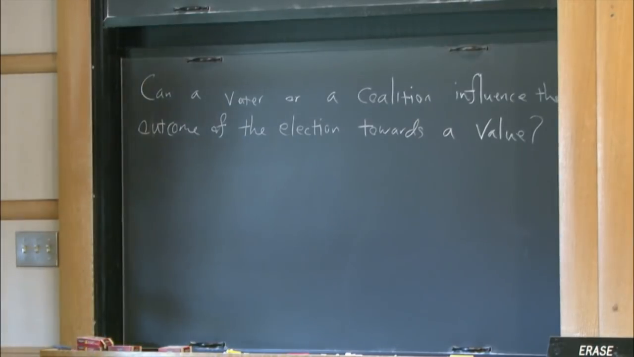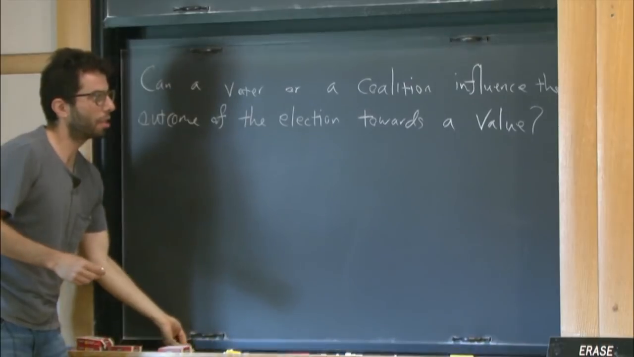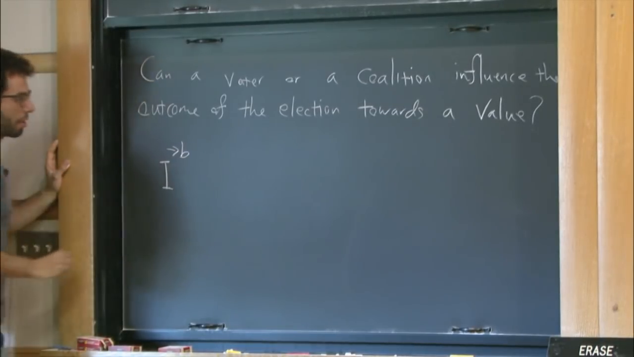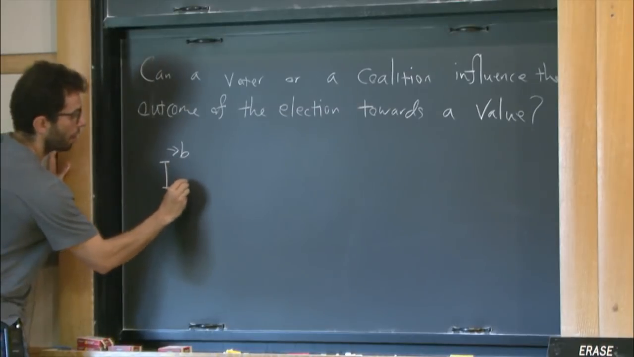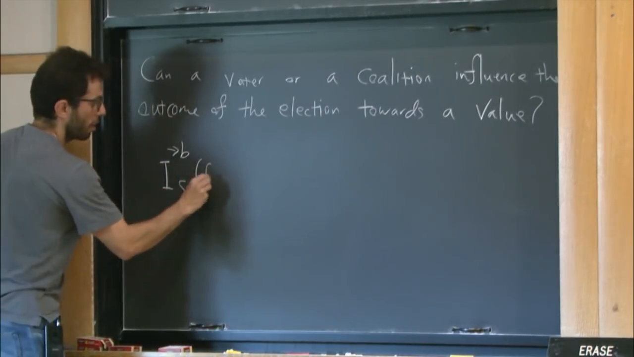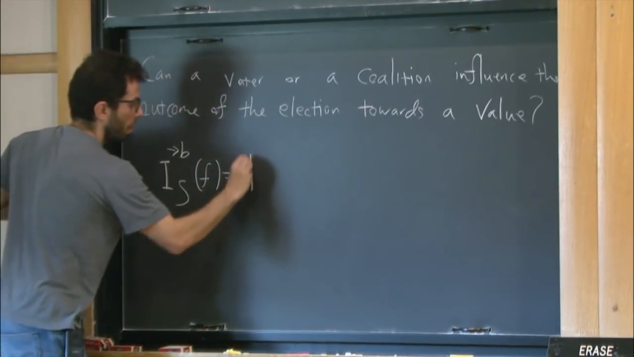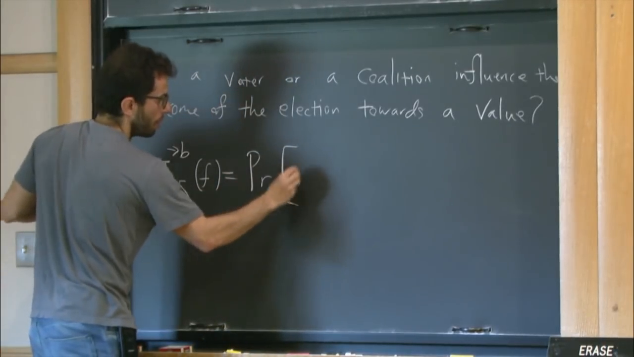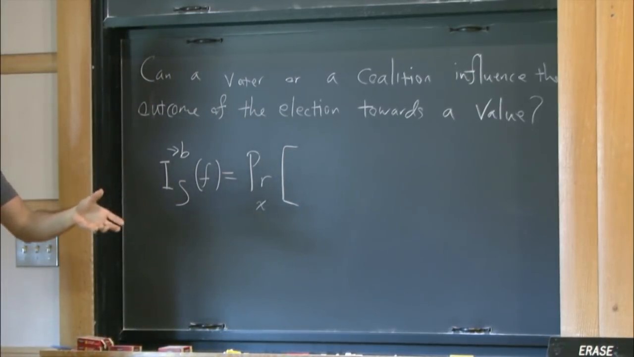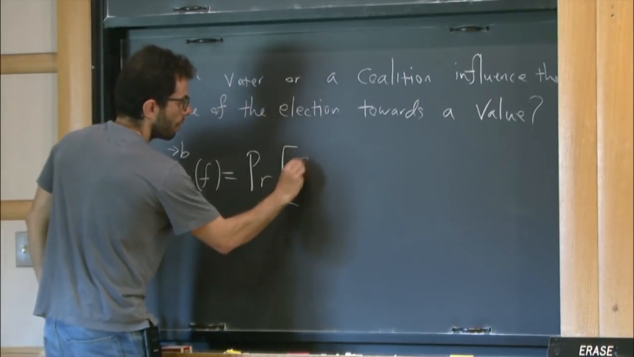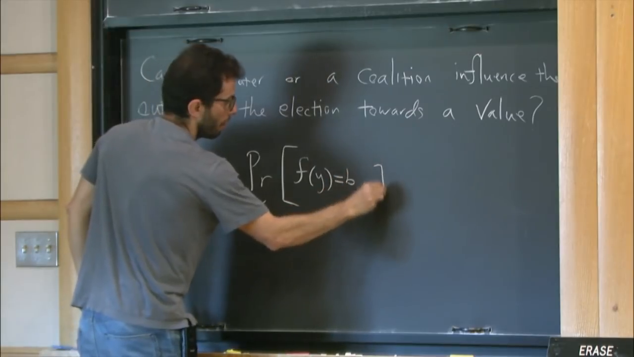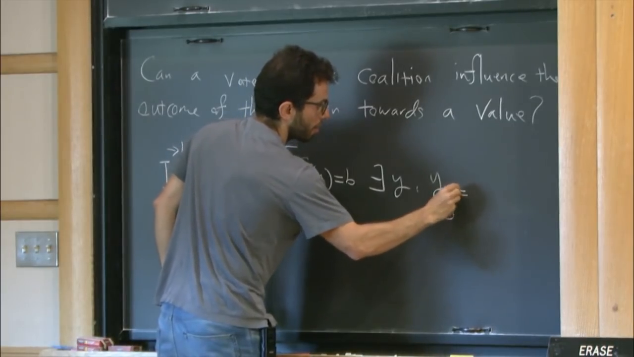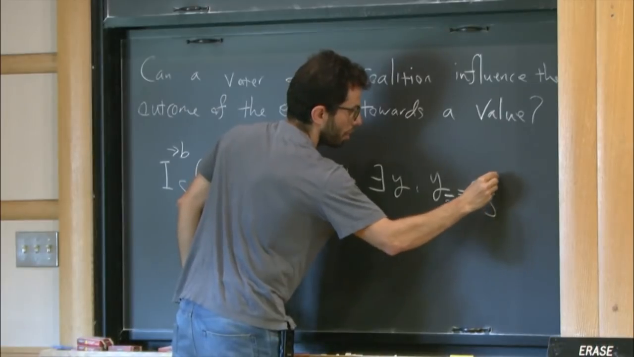So let me define the notation here for that. Maybe it's not such a great notation, but let's stick with it. So the influence towards a value b of a collection of voters S on f is the following. We pick some voting x at random. And then what is the probability that this coalition can cast their votes in a way that the outcome is b? So what I want is that f of y is b for some y such that y matches x on things outside the coalition.